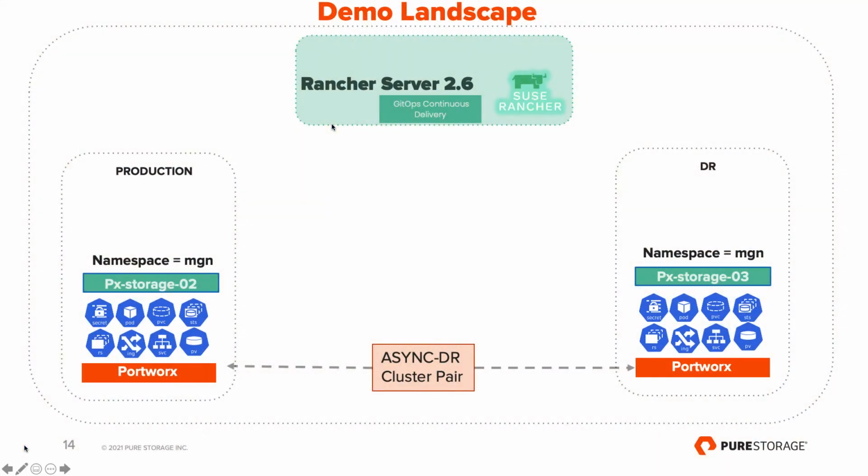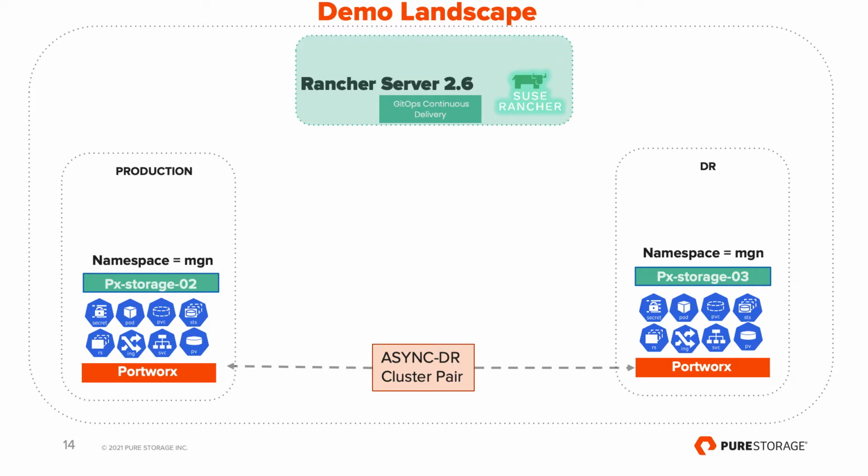So let's paint the picture. Let's go into the demo landscape. So what I've built is a Rancher server running Server 2.6, which is the latest software. We're going to leverage a tool called continuous delivery, which is Rancher's tool for delivering applications into Kubernetes.